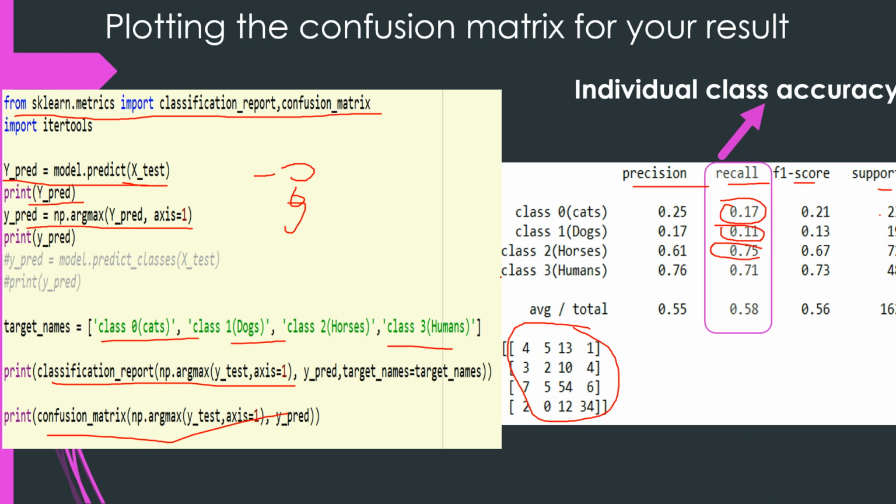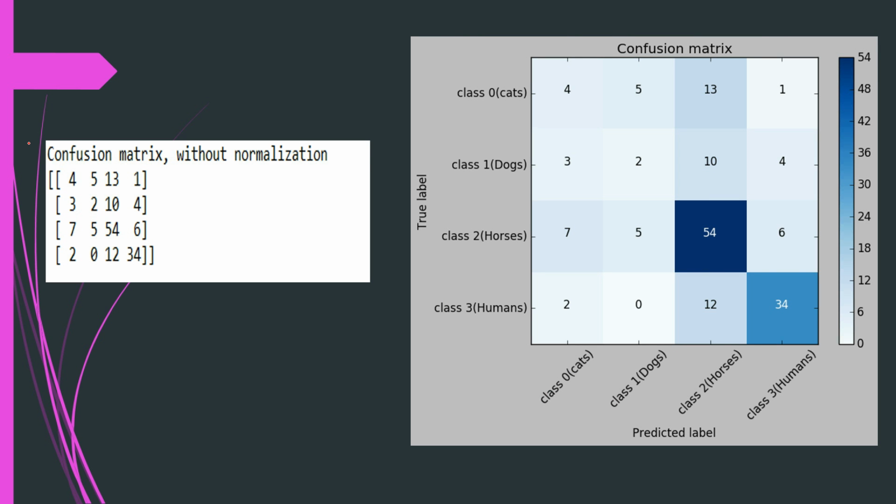And so you can see that the individual class accuracy of horse is 75% and that of human is 71%. So this is pretty simple. Now this was your confusion matrix, and if you want to better visualize it, you can plot it like this. So you can see there, now it's a better visualization of how many samples are going into which different classes.